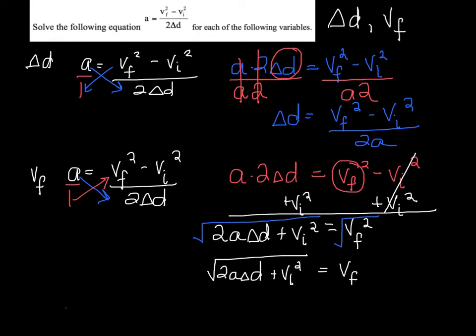v sub f. Now, the one thing I do want you to know is I cannot go ahead and cancel this squared and square root because these two terms are stuck together. And unless I can square root the whole thing, I can't square root one term. So this square root is over both of those terms.